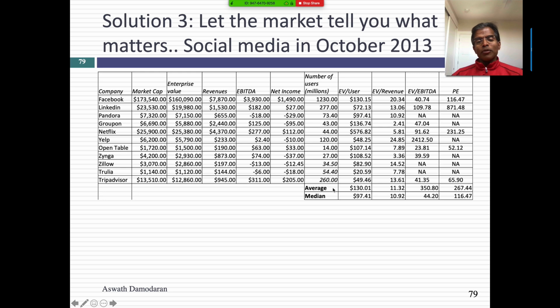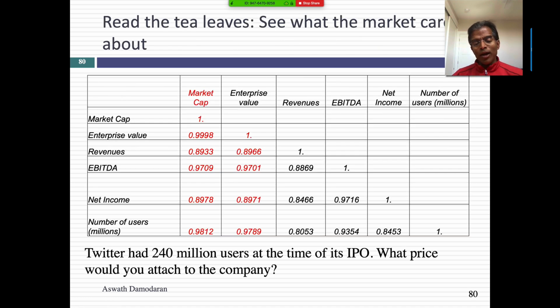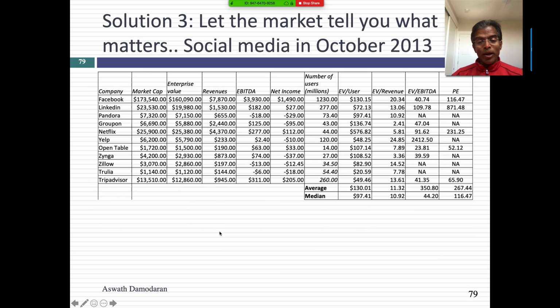But I also looked up the number of users. Right? So I wanted to see what are the variables that best explain difference in pricing. So I'll show you what I found when I ran a correlation matrix, another statistical tool that we seldom use, between market cap and EBITDA, revenues, net income, and number of users. So look across the variables, and you can already see that the variable that best explains differences in market cap is number of users.